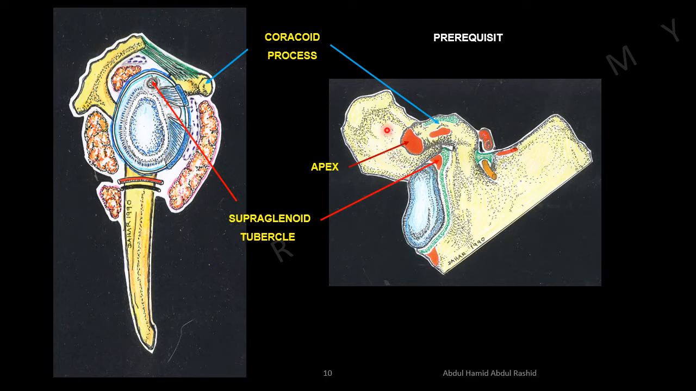This is the anterior view of the upper part of the scapula. This is the glenoid cavity. Above the glenoid cavity, there is the supraglenoid tubercle. This is the coracoid process, horizontal part, vertical part, and apex of the coracoid process. What are the muscles attached to the supraglenoid tubercle here? And what are the muscles attached to the coracoid process? We'll see later.